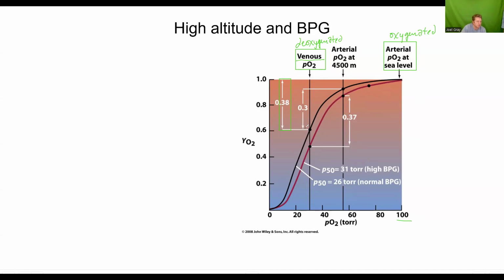What this difference means, so I'm referencing this point right here and this point right here, is hemoglobin, kind of as a population, drops off about 38% of the O2 that it picks up. So whenever I say the deoxygenated form of hemoglobin, this is what I'm referencing. It's really 62% saturated. So it's not completely deoxygenated, it's partially deoxygenated.